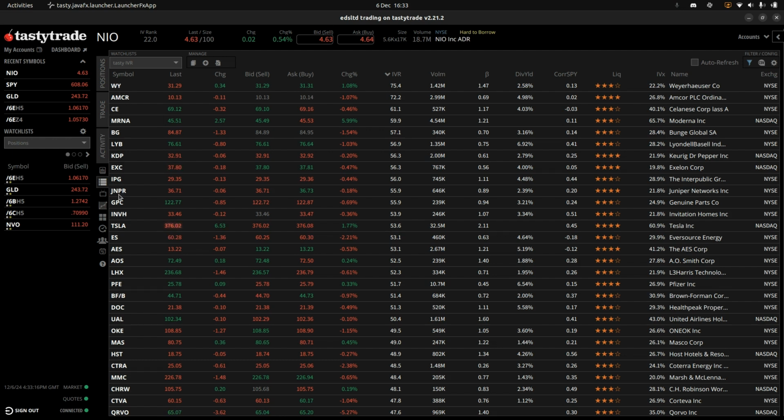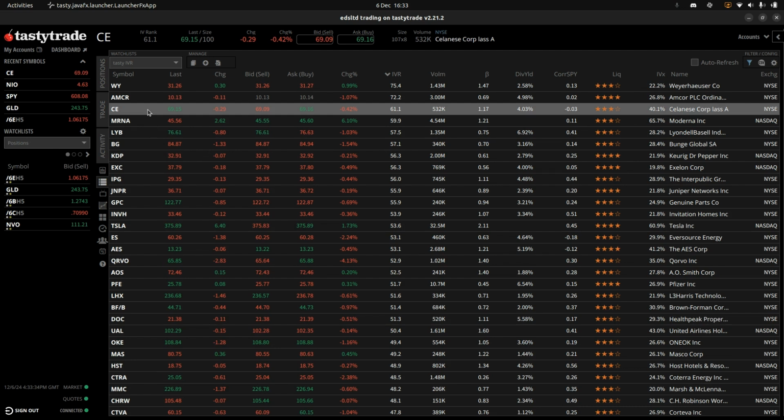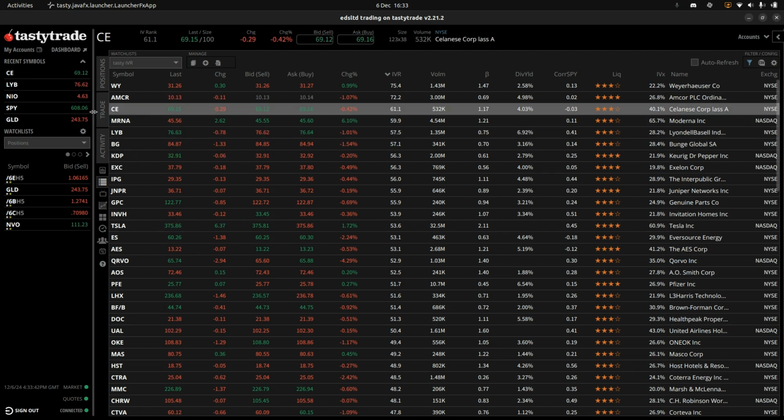You want to see what it is, what it's trading for, the IV rank, the liquidity rating, and the absolute IV level as well. So LYB is looking pretty nice. CE is looking fairly good here. I typically like to trade things with either a 3 or 4 star liquidity level, and CE has got 3 stars here.